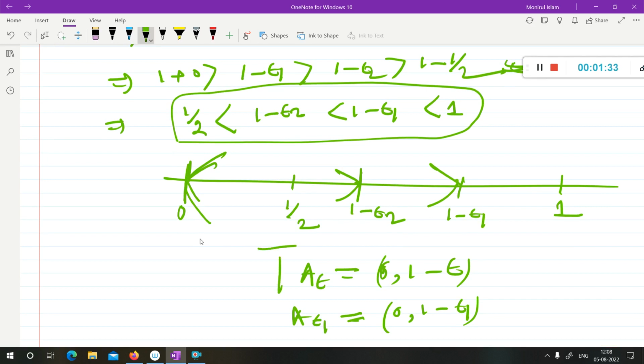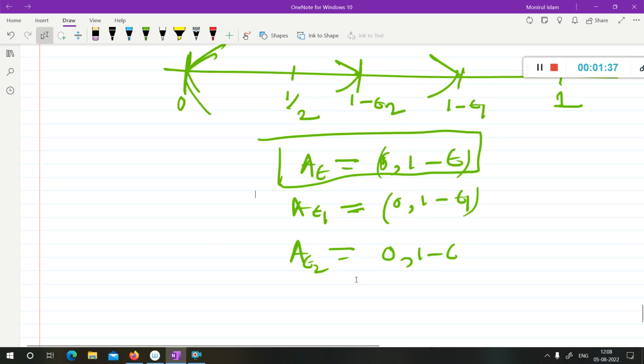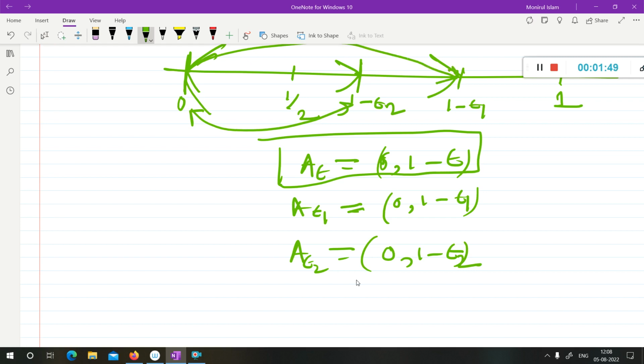Now A_epsilon is (0, 1 - epsilon). So what is A_epsilon 1? It is (0, 1 - epsilon 1). And A_epsilon 2 is (0, 1 - epsilon 2). From here you can easily understand that these are both open intervals. So it is obvious that the interval for epsilon 2 is contained in the interval for epsilon 1. This figure is clear.